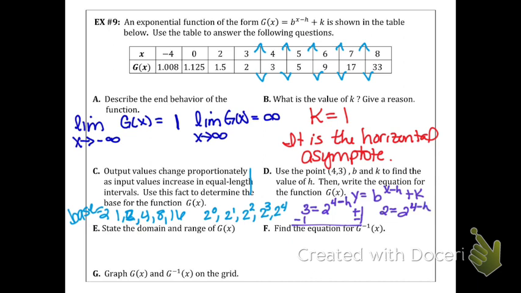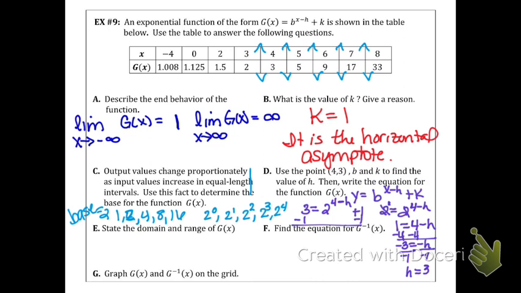Now remember, we said that if we can get like bases, then we can get rid of the bases and set the exponents equal, that 1 to 1 property. So this is 2 to the 1 equals 2 to the 4 minus h. So that means that 1 is equal to 4 minus h. So I'm going to subtract the 4. So negative 3 equals negative h divided by negative 1. And so we know that h is 3.